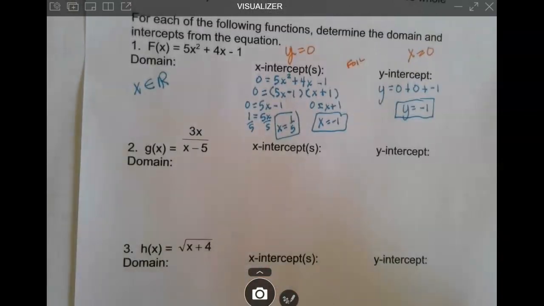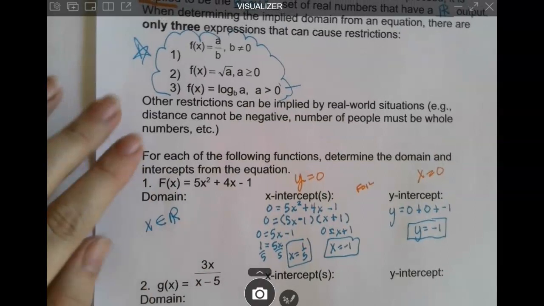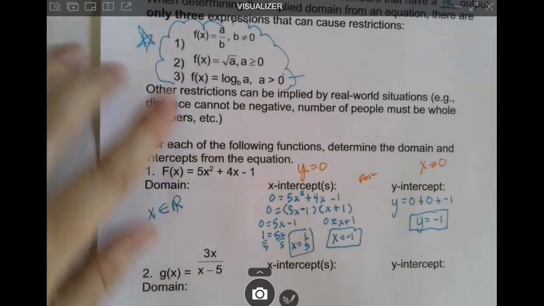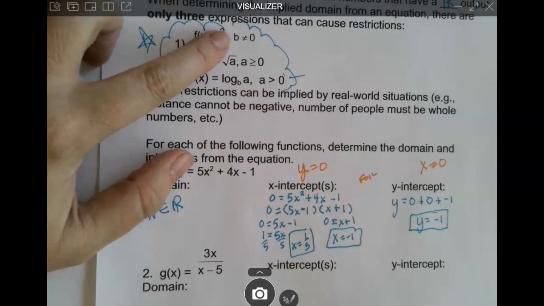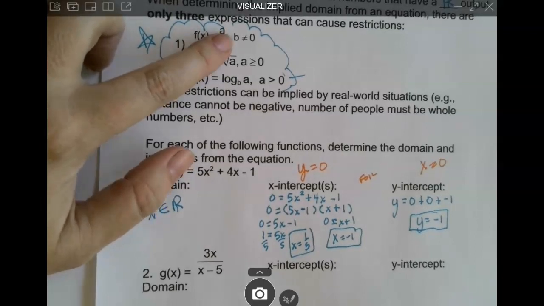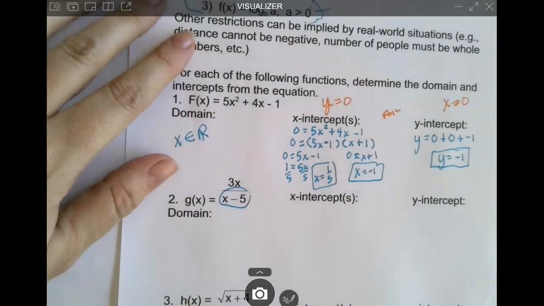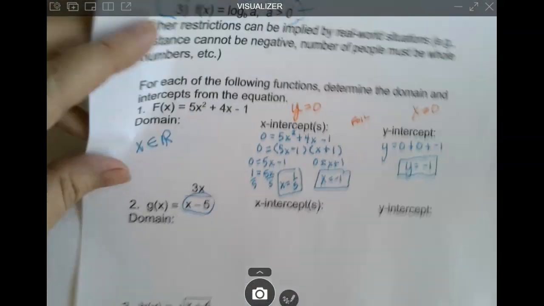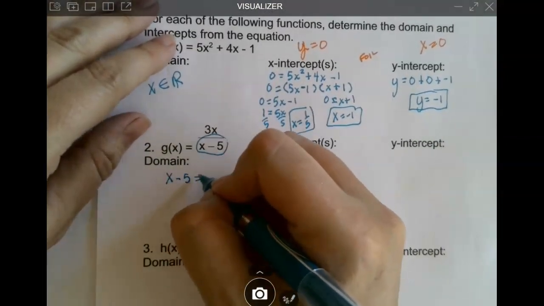Alright, so that was it for our problem. Okay, so our next one. Does this one look like one of our examples up here? Yes, this looks like a fraction, so all we do to solve it is we just use this part right here, where the bottom is not equal to 0. You just take the bottom, and we say that it's not equal to 0. x minus 5 not equal to 0.